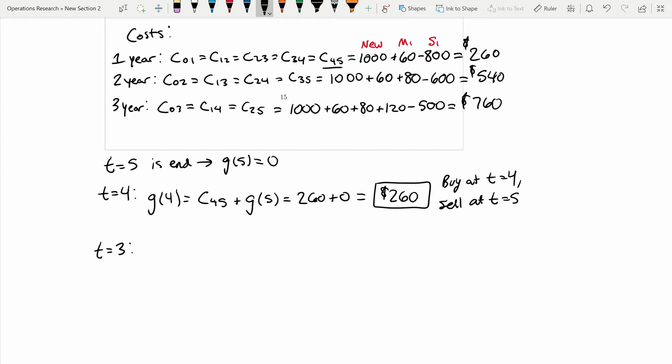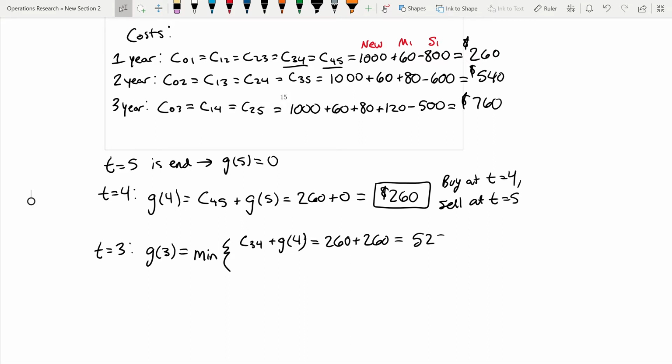So for G3, we have to figure out the minimum cost with our two options. Option number 1 is we can buy a machine at year 3 and sell it at year 4, and then we have to add on that G of 4 that we just found. The cost from 3 to 4 up here is 260, plus our G4, which is 260, which is going to give us a value of 520 here.